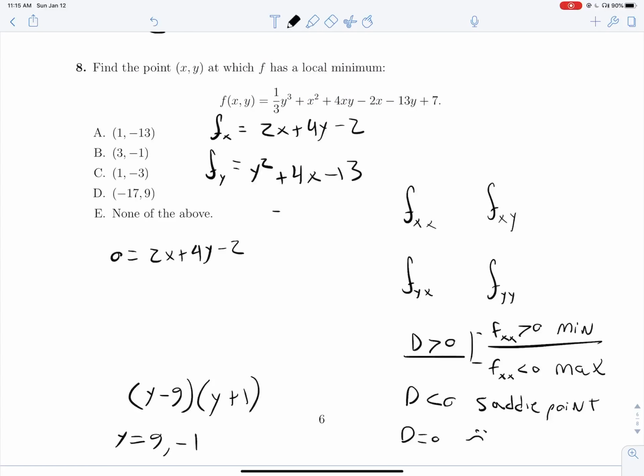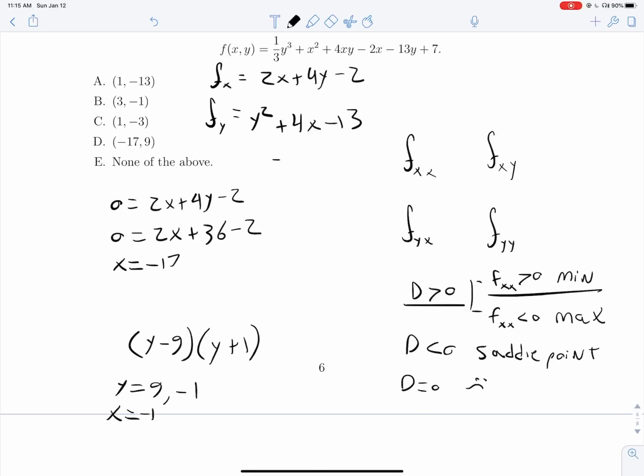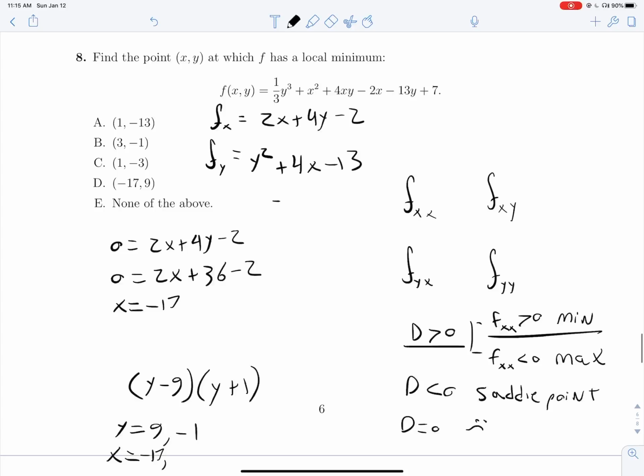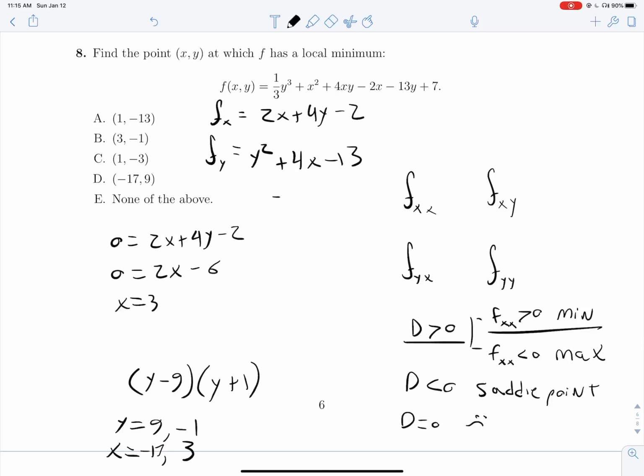We can find our x values pretty easily here, because if y is equal to 9, then 0 equals 2x plus 36 minus 2, or, let's see, this will be 34. So x is equal to negative 17. And if y is equal to negative 1, we will get x equals 3.